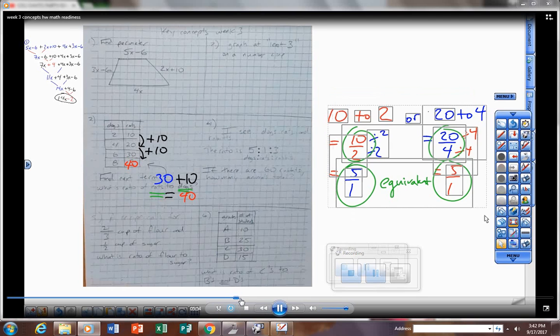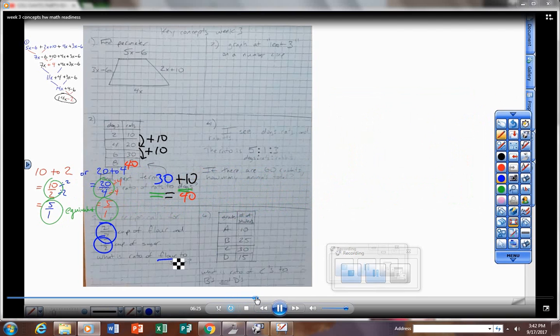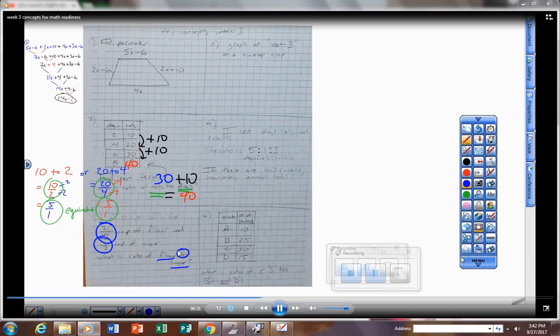Next problem. This one, another ratio with fractions. So I'm going to have you take 2/3 cup of flour, 1/2 cup of sugar, and the ratio written and spelled out just like it says, flour to sugar. So I'm going to take the flour number and compare it to the sugar number. So flour first, division line, sugar number.